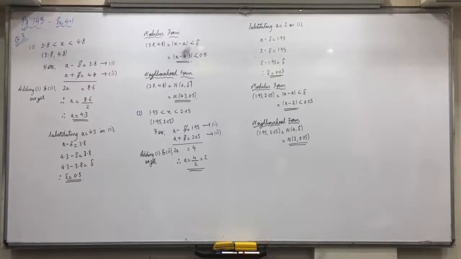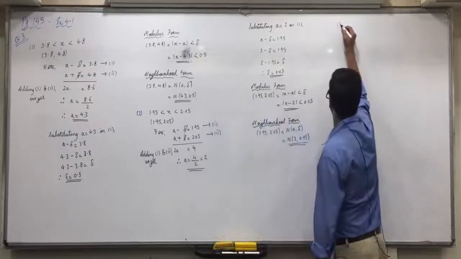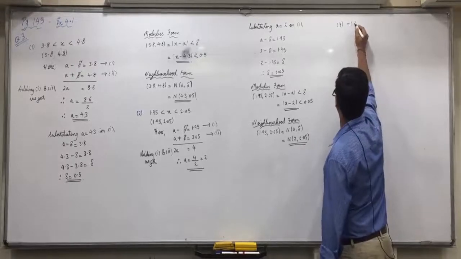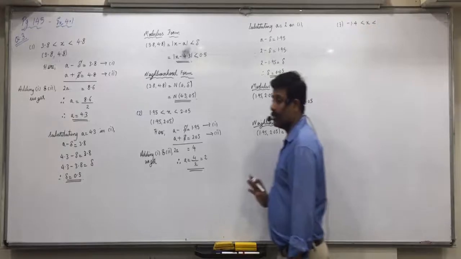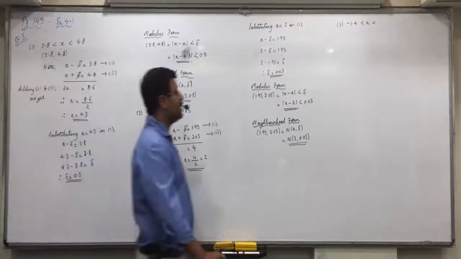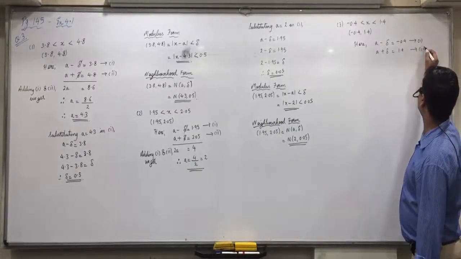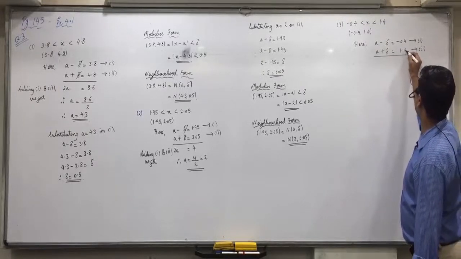Any confusion in this? Then the third one, minus 0.4 less than x less than 1.4. I hope everyone has completed it. Anyone still solving this? Now in the interval form, minus 0.4 is a minus delta, and 1.4 is a plus delta.